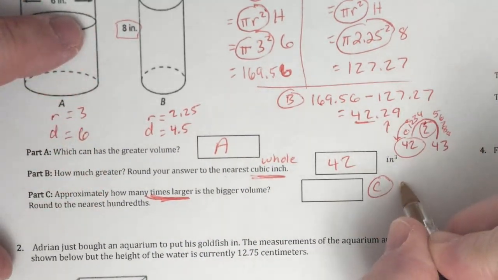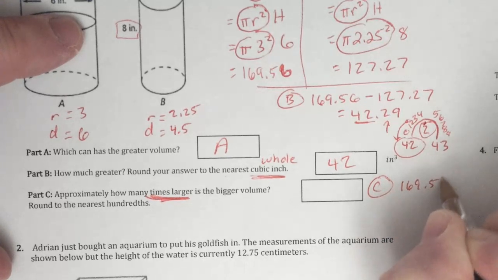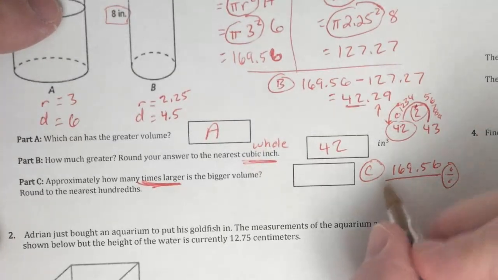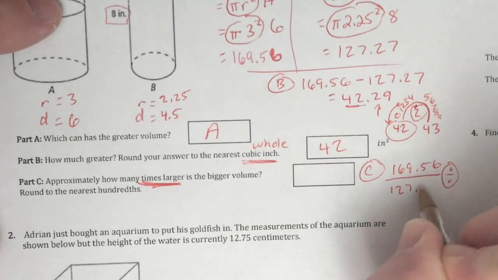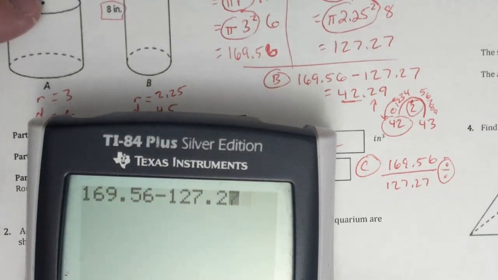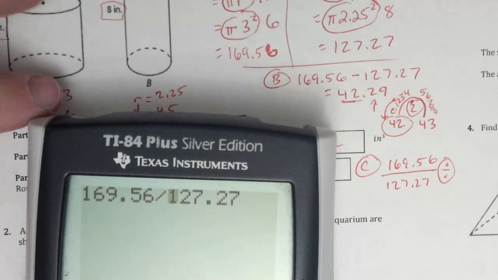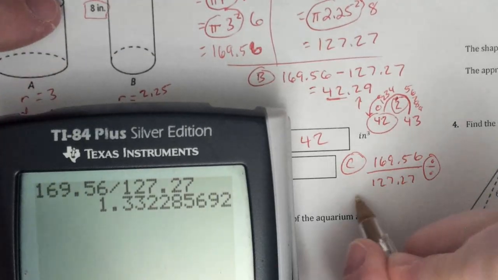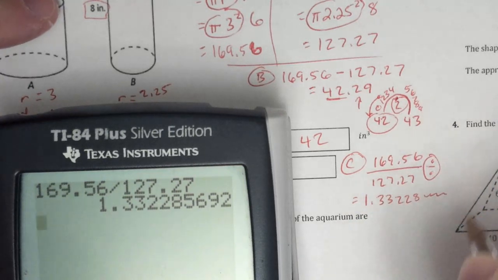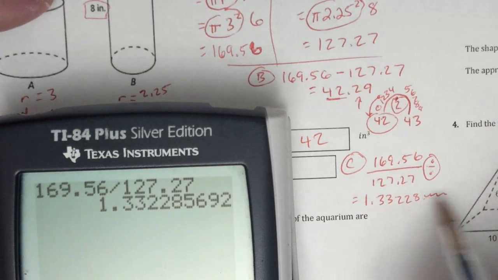So we're going to say 169.56 divided by, I'll put a little division just in case you don't know what that bar means, over 127.27. All right, so put that in the calculator. So we are going to divide this time. We get this. So that is 1.33228, and it keeps going. And then it goes 5, blah, blah, blah.